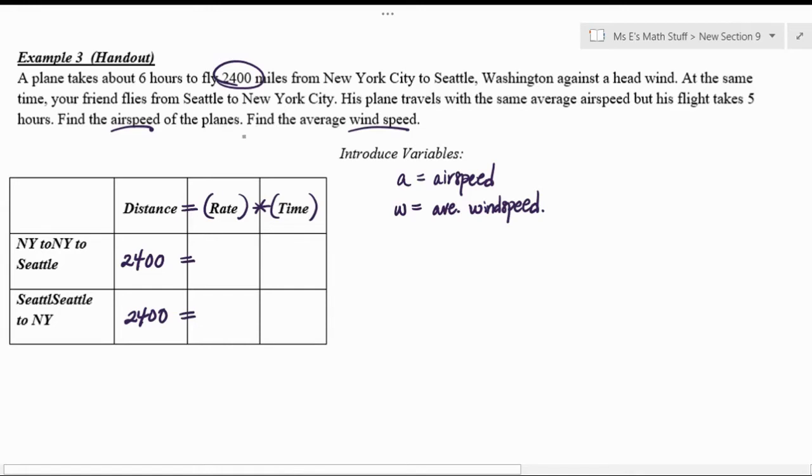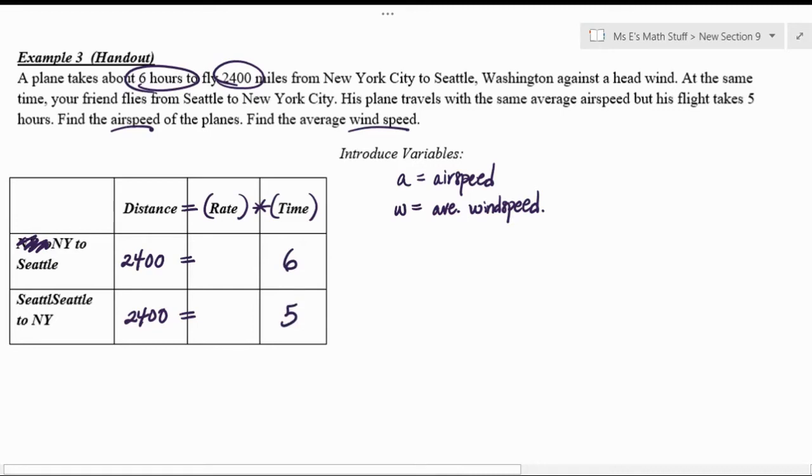Where would the 6 hours go? That would be the amount of time it took to go from New York, oh, there's a typo here, New York to Seattle. Oh, lots of typos. Weird. I wonder what happened there. Anyway, 6 hours to go from New York to Seattle, and then it only took 5 hours to get back.